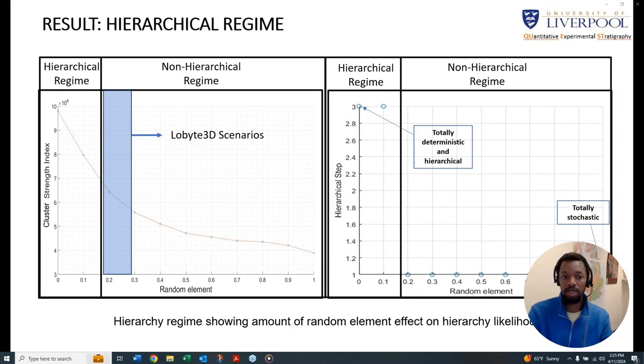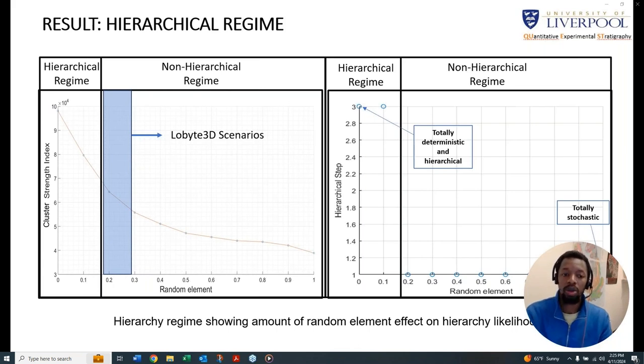So for the hierarchical step metric, we can see that for the totally deterministic model, it gives us exactly the number of steps we have in the hierarchical structure. We also see that it preserves that hierarchical structure when the random element is just about 10%. But as soon as we get to 20% up to 100%, we don't have any hierarchy anymore.